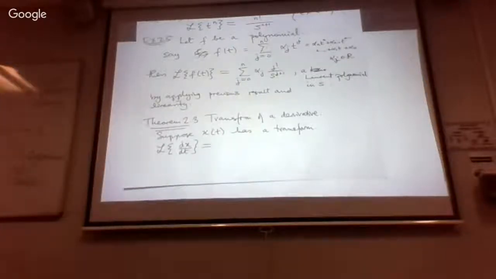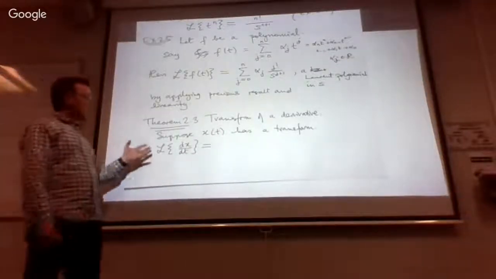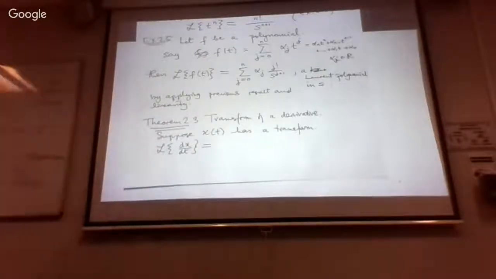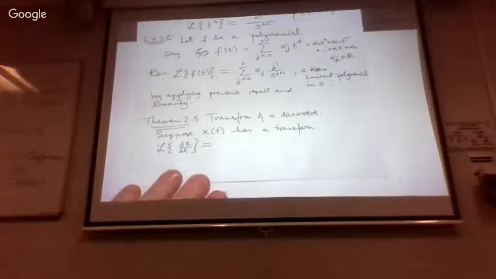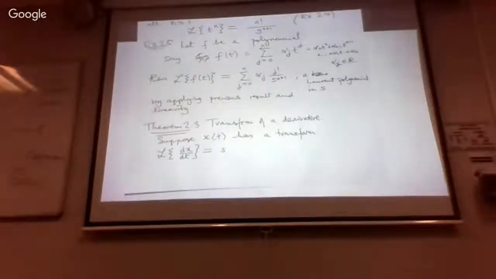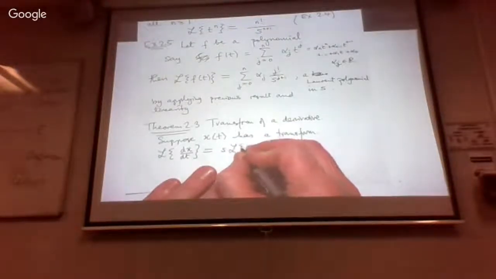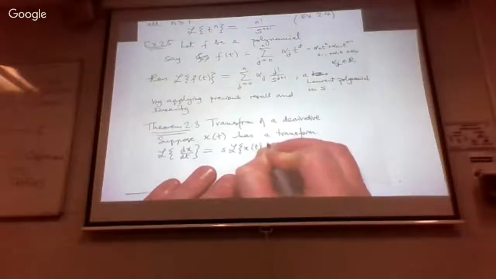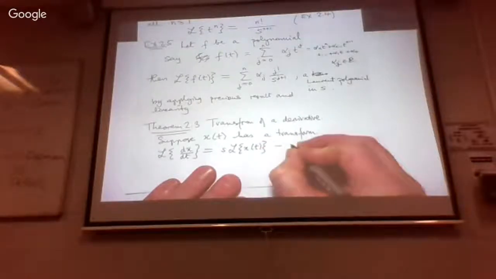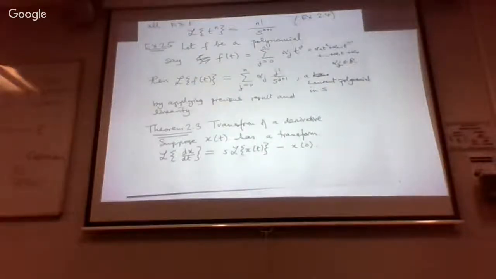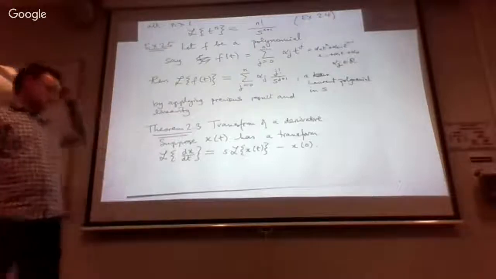The key to doing that is to know how to deal with derivatives of a function. So this theorem is telling us how they behave. It says that the Laplace transform of the derivative is going to be s multiplied by whatever the Laplace transform of x of t is, minus the initial value of the function x. Full stop.